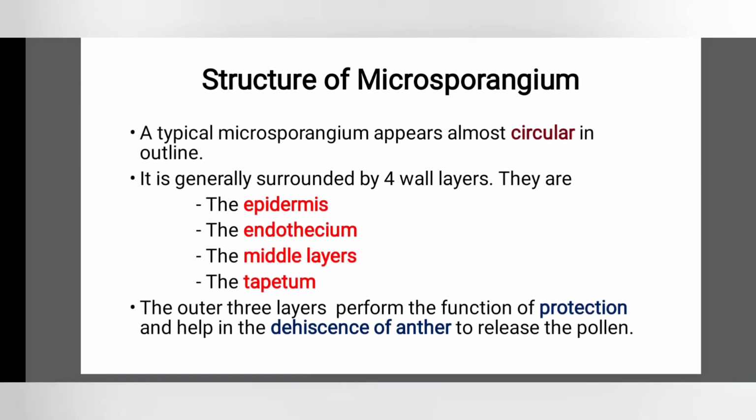Structure of microsporangium. A typical microsporangium appears almost circular in outline. It is generally surrounded by four wall layers. They are the epidermis, the endothecium, the middle layers, and the tapetum. The outermost three layers perform two functions. One is to protect the anther, and the other is to help in the dehiscence of the anther to release the pollen. Now, we have come across a new term called dehiscence. What is meant by dehiscence?